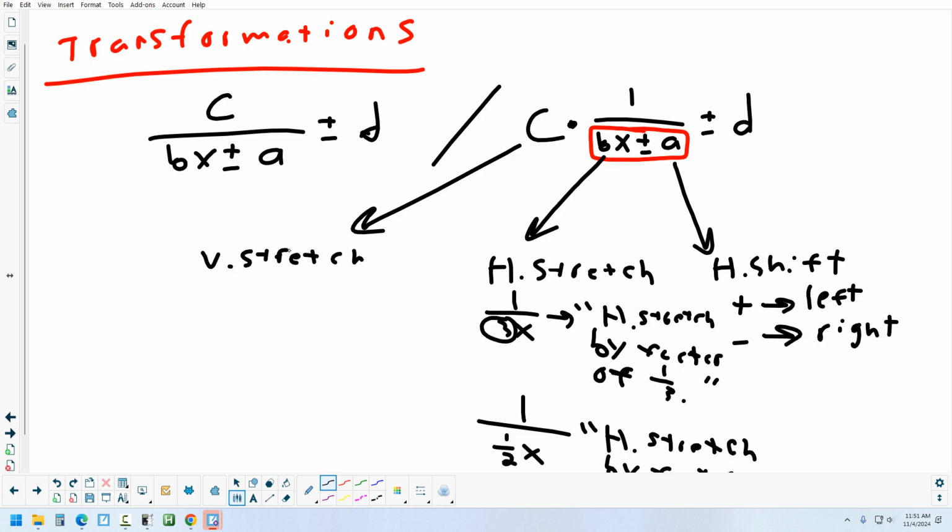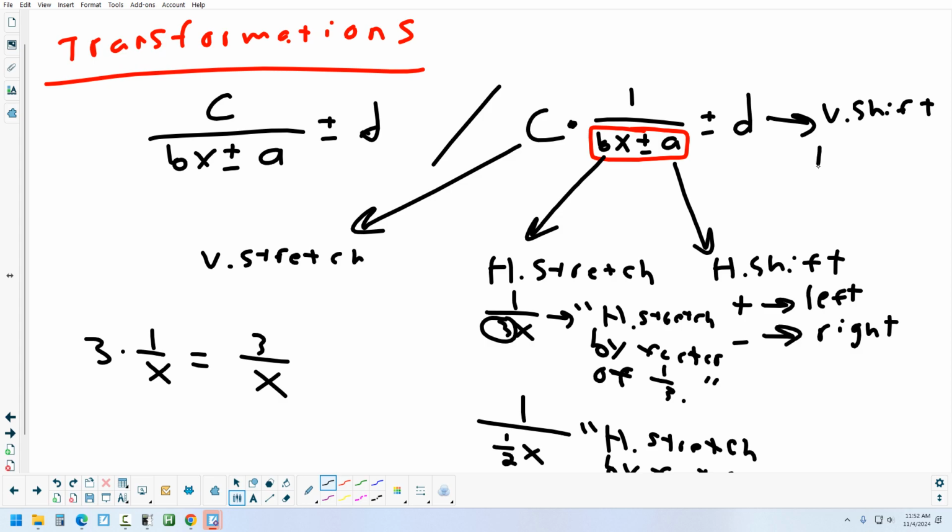And there's really nothing special to say. If you have a bigger number, it stretches it bigger. A small number will compress it smaller. And sometimes you'll see the C and the 1 multiplied together, and they'll just put it in the top. So having something like this is the same as having this. These both have a C value of 3. It's just 2 different ways of writing it. Okay, and what about D? Vertical shift. It's on the outside, and it's adding or subtracting, so it's a vertical shift.